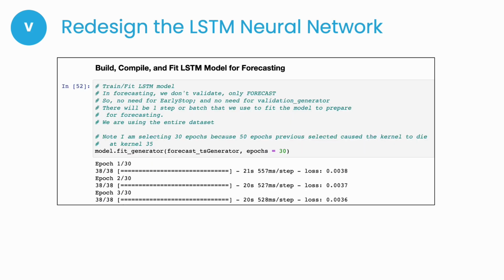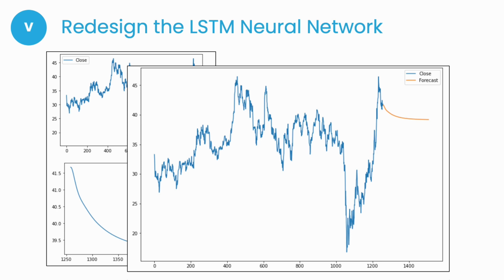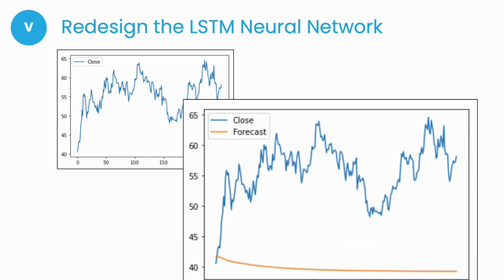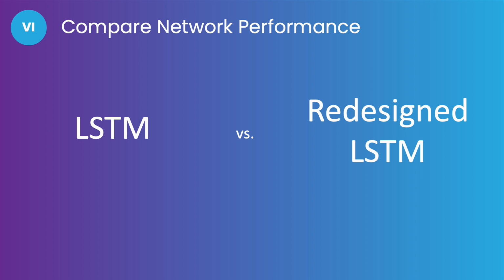Here's where I updated the forecasting epochs from 50 to 30. This took some trial and error because I didn't plan on changing this, but the kernel was dying. Changing to 30 epochs here worked. More changes are seen when plotting the forecast graphs, especially when viewing the combined graph. Here's the last two graphs. The forecast shows a smooth line around $40 for data points in 2021 compared to a variety of actual closing prices, averaging $56. We are now at part 6, comparing network performance of the LSTM versus the redesigned LSTM.